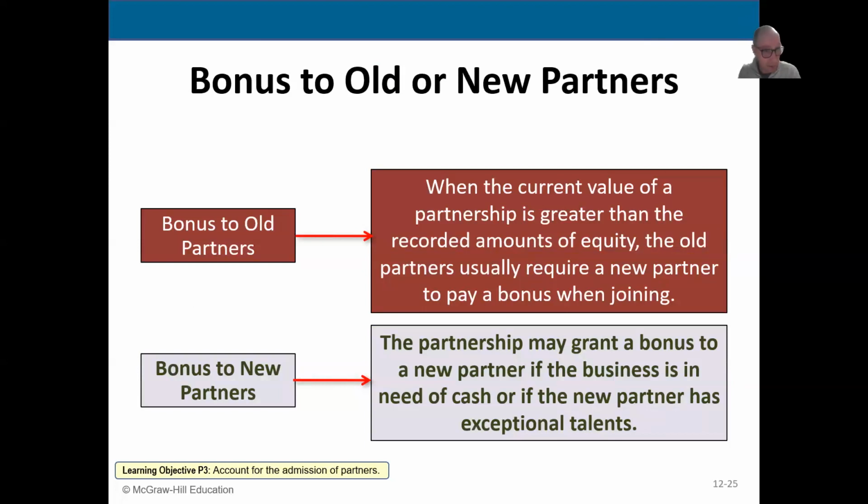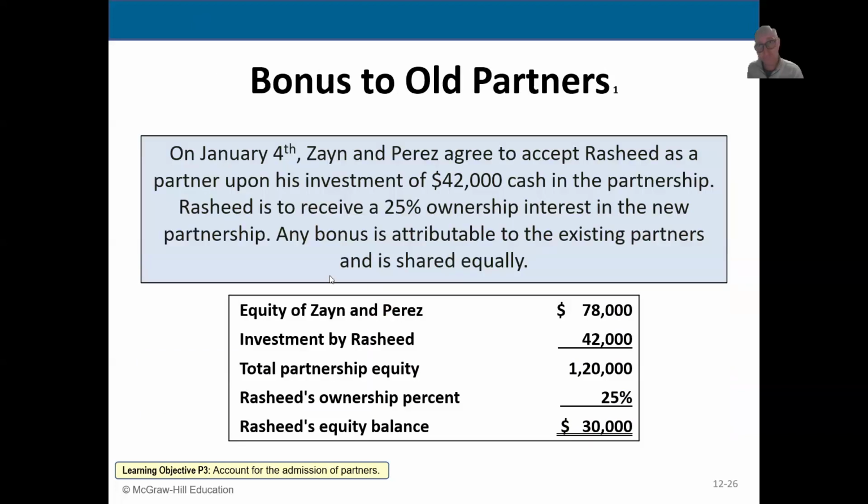Now, in some instances, depending on the partnership agreement, there might be bonuses that get paid to the existing partners of the business for the admittance of a partner. That's a possibility, absolutely. So the old partners would get paid a bonus, and the new partner may or may not receive a bonus depending on the needs of the business. So how does a bonus get paid out to the old partners?